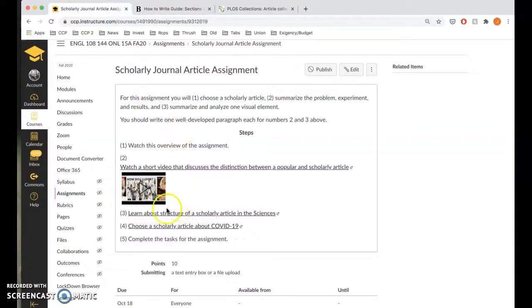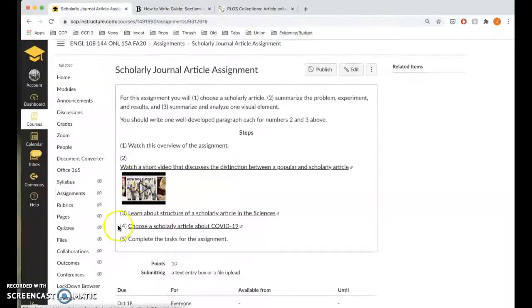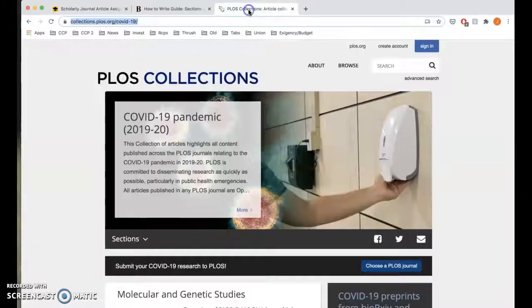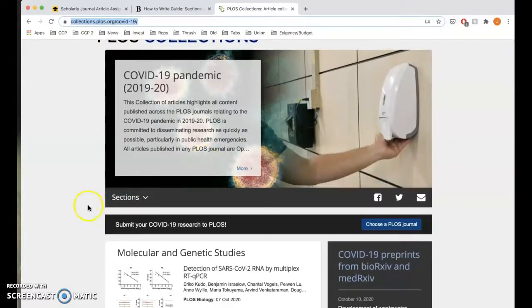Okay, so I want you to just take a look at that, and then you're going to choose an article about COVID-19. So when you come back here, when you click on this link, it's going to take you to this page, which is a collection of articles that have been published in the PLOS collections. This is an online scholarly article source where people are trying to share their research as widely as they can with other researchers, okay? So it's got all of the articles that they've published.